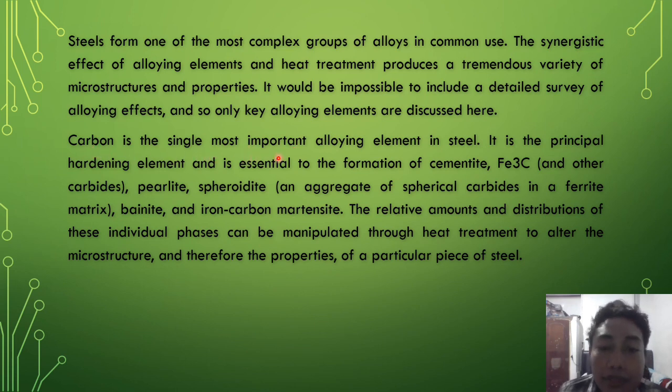Carbon is the single most important alloying element in steel. It is a critical hardening element and it assists in the formation of cementite, Fe3C, and other combinations such as pearlite and bainite, iron carbon structures. The relative amounts and distribution of the phases can be manipulated through heat treatment to alter the microstructure and therefore the properties and characteristics of steel.